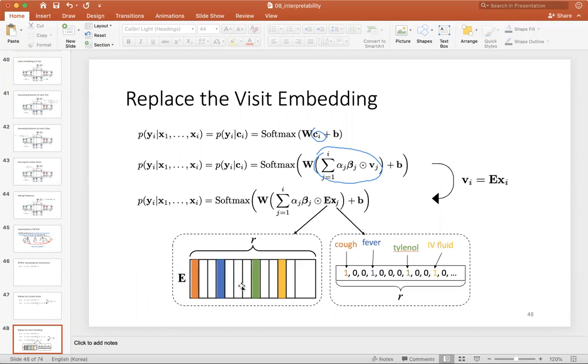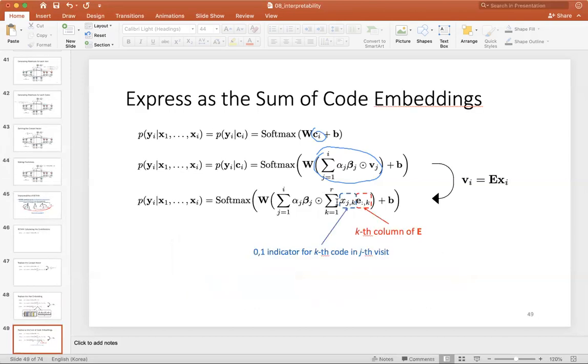All the columns that correspond to the zeros here won't take any part in deriving your V, the visit embedding. So you only take the active ones and then you sum them up. That's what's actually happening in EXJ. And the reason I'm telling you that is because I want to do this instead. So instead of putting EXI, you're taking the columns of the active dimensions and summing them up. So XJK is the 0-1 indicator for the kth code in the jth visit.